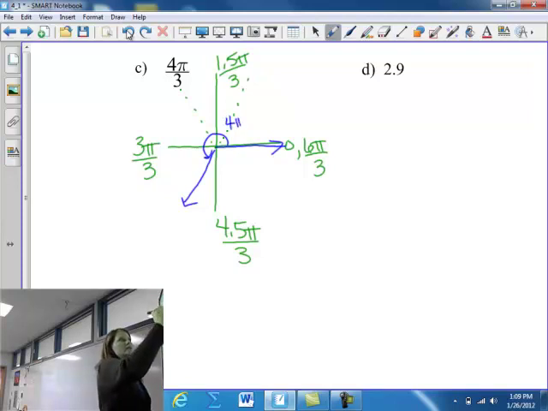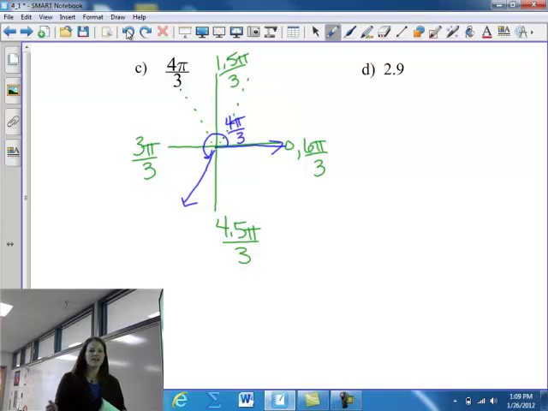Does it matter if mine is exactly in the right place? It doesn't, but visually later on in the chapter, it's going to help if you can try to get it pretty close. If you know which axis it's closer to, that's going to help you.